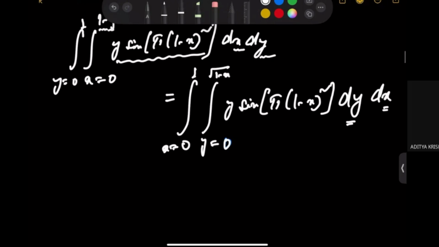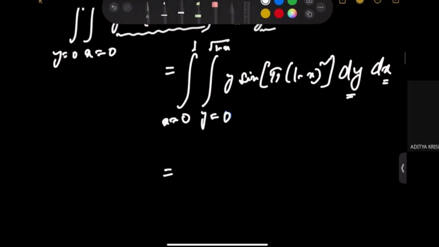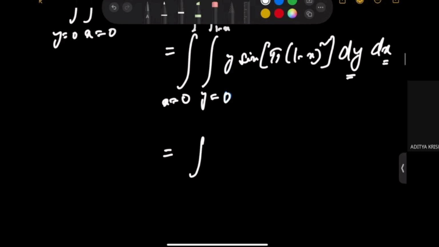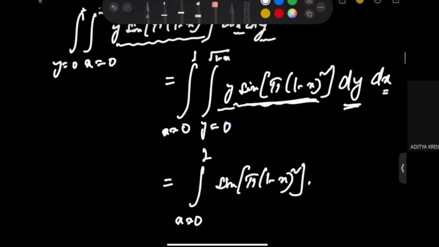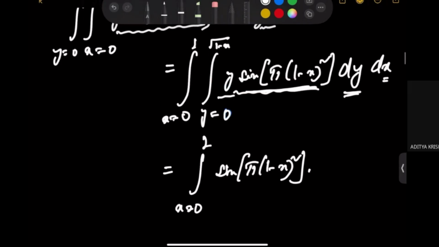And with this change of order, x goes from 0 to 1. If you try to integrate this now, you can pull out the whole function of x because you are integrating with respect to y. So I can pull out sine of pi times (1 minus x) whole thing squared, and only y remains. If you integrate, it will be y squared by 2. So it will be (1 minus x) squared by 2 dx.